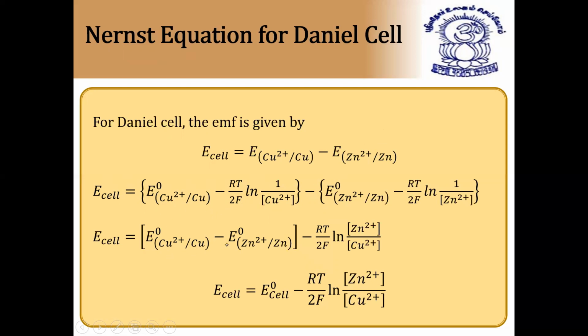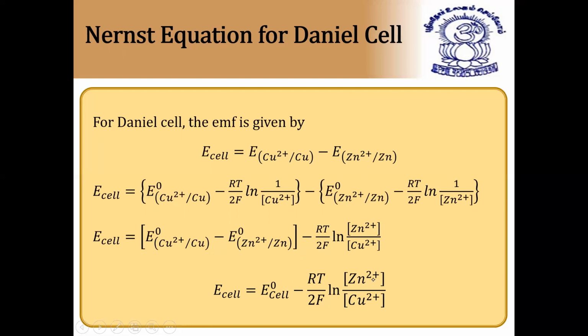Simply you can write E° of cell, that is E° of Cu2+ to Cu minus E° of Zn2+ to Zn, minus RT by, so the number of electrons involved in this case is 2, so 2F, natural logarithm of zinc ions. As I told you, the zinc ion is the product and the copper ion is the reactant. So for products we take the concentration, and for reactants we take the concentration. So EMF of the cell is equal to E° of cell minus RT by 2F ln, that is natural logarithm, of Zn2+ to Cu2+. In this way we represent it in this equation. So here product and here reactant.